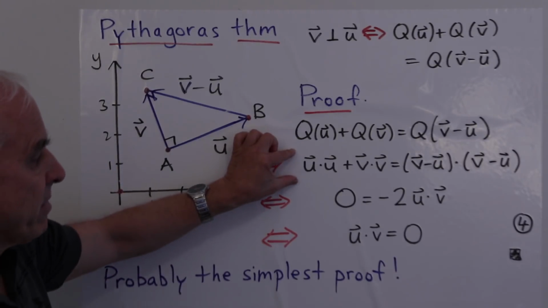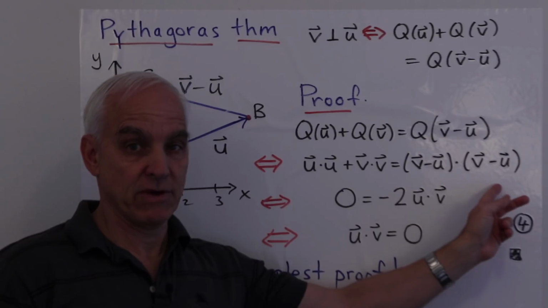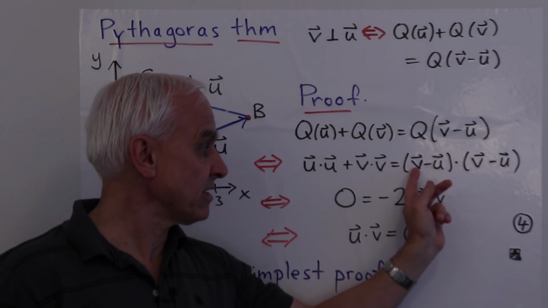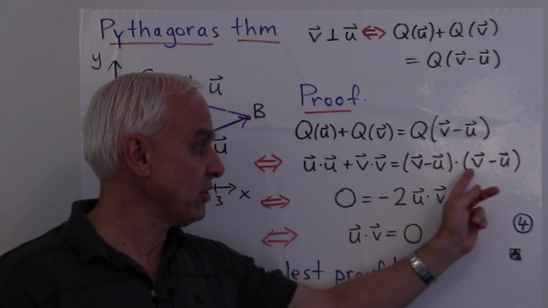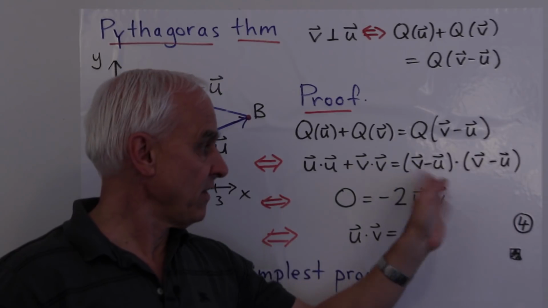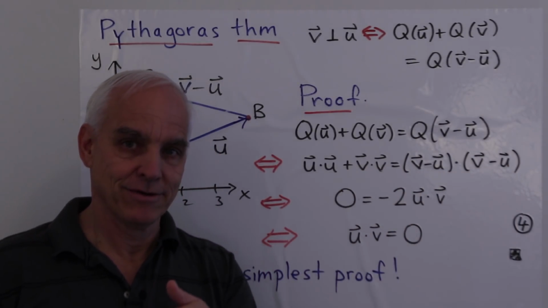And then if we examine this and use the bilinear properties to expand this right-hand side, there will be a V dot V, there will be a minus V dot U, there will be a minus U dot V, and there will be a plus U dot U. The V dot V and the U dot U will cancel with the same terms on the other side.